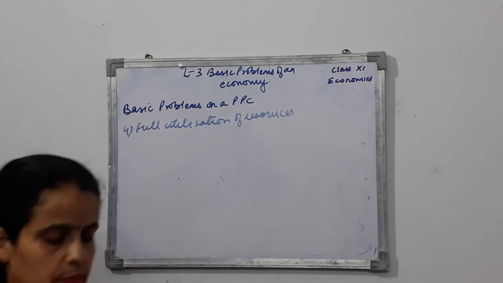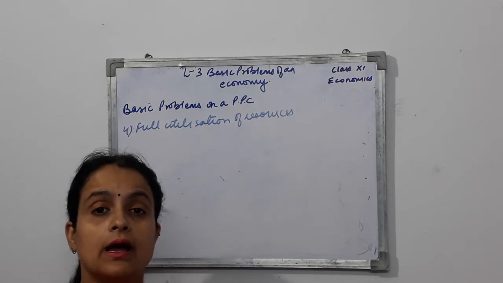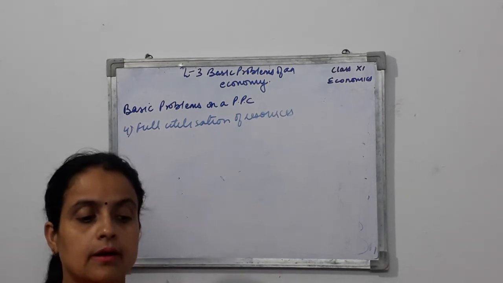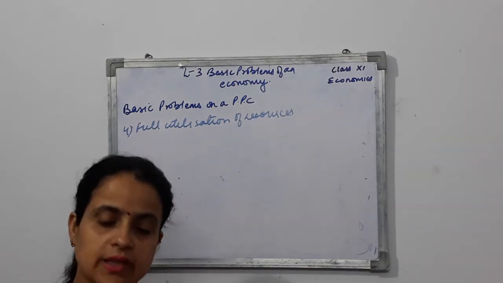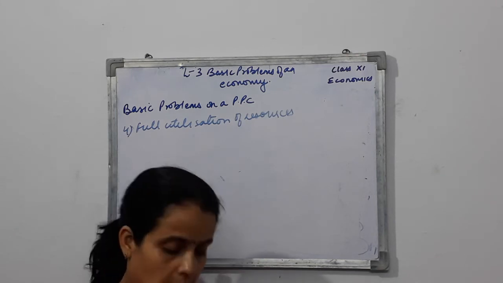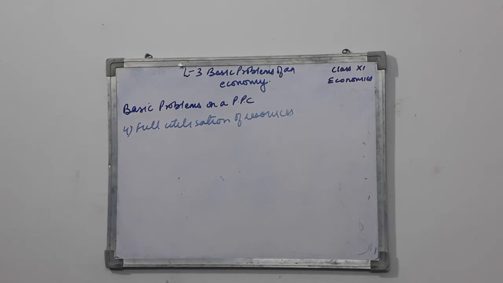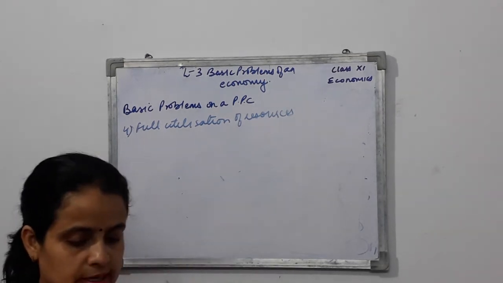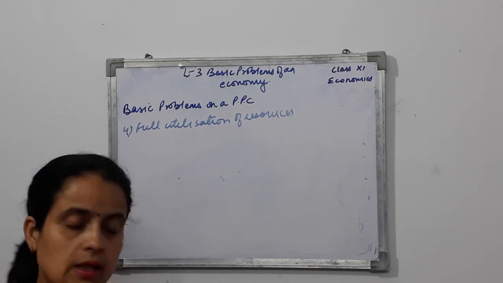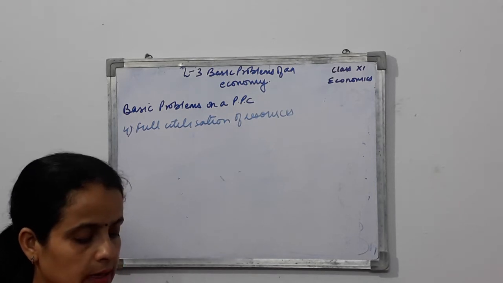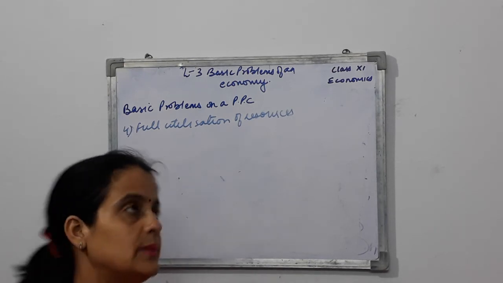Now, another problem that can be shown on a PPC is basically the problem of utilization of resources. As I told you earlier also, the root cause of all these things goes around just one thing, and that is scarcity of resources. The scarcity of resources is the major problem. The resources have to be used in the best possible manner. So again, this is another problem which can be shown on a PPC.